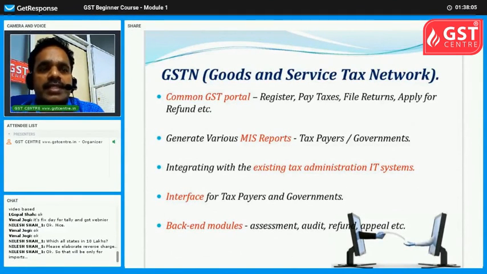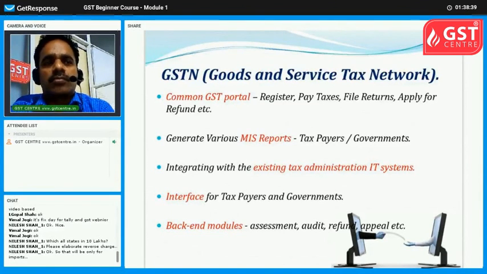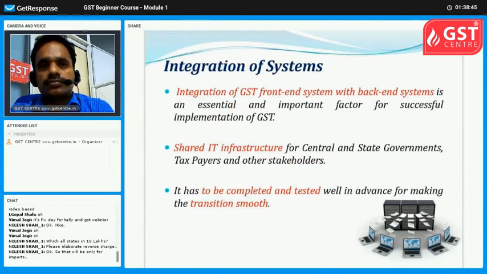Now all business people are migrating from the existing system to the new system, and that is through a process of enrollment using the GST common portal. It is still under development, and it will be used for registration, paying taxes, filing returns, applying for refunds, generating various MIS reports, and integrating with the existing tax administration IT system. It provides an interface for taxpayers and governments. There will be backend modules for assessment, appeal, audit, etc. So it is mainly the GST common portal, an online software which facilitates all services.